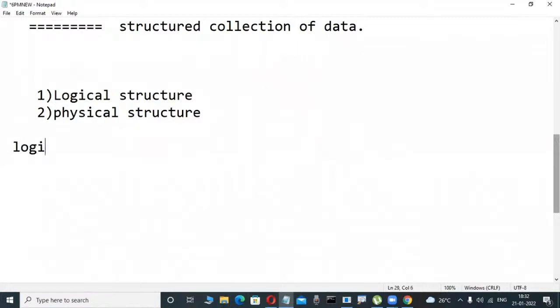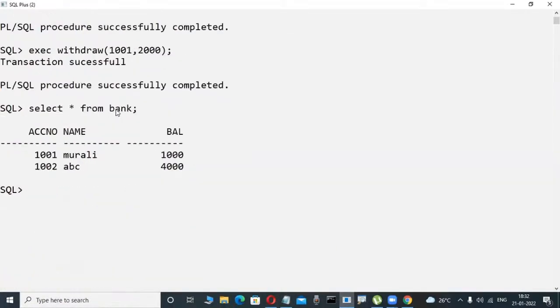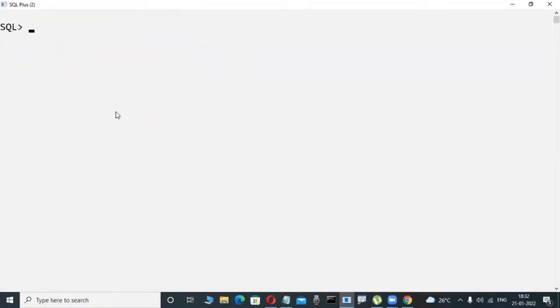Logical structure means nothing special, very easy. Now check it out, slowly observe here. What a logical structure means is easily understandable. Suppose today I'm installing Oracle, for example. In this Oracle software, I try to create a table. Maybe bank is a table, isn't it?